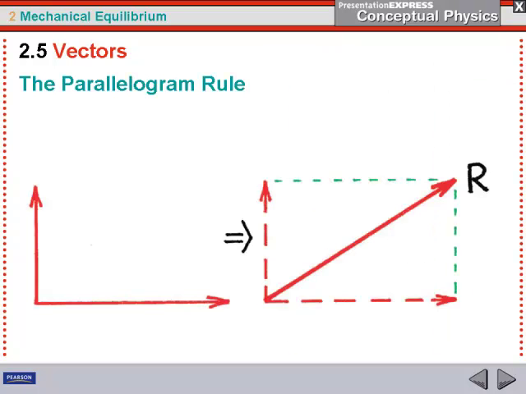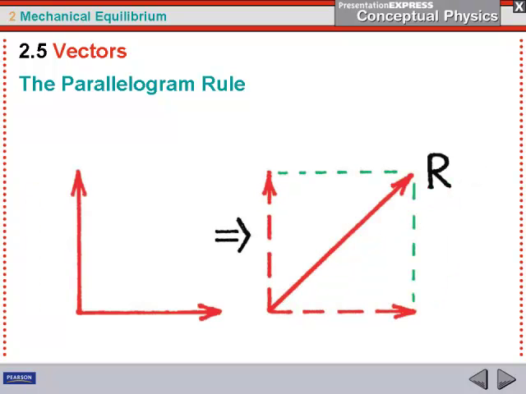The parallelogram rule. To find the resultant of non-parallel vectors, we use the parallelogram rule. Consider two vectors at right angles to each other, as shown below. The constructed parallelogram in this case is a rectangle. The diagonal is the resultant, r. In the special case of two perpendicular vectors that are equal in magnitude, the parallelogram is a square. The resultant is the square root of 2 times one of the vectors.